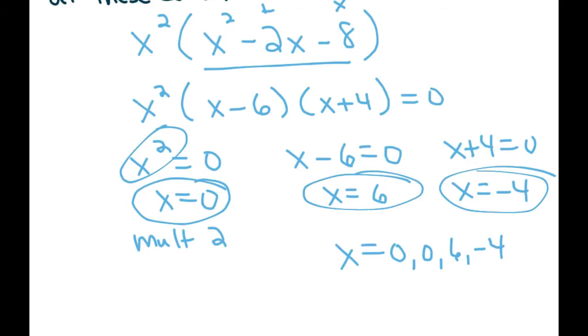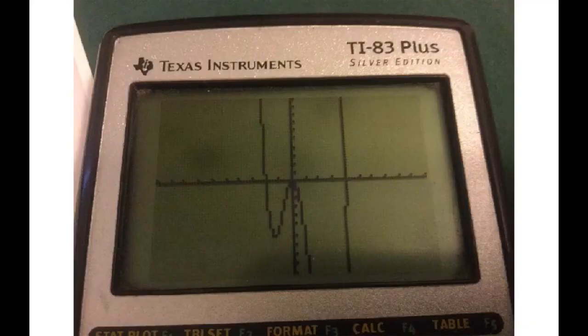Well, let's look at the graph instead. So let's say you didn't want to do it algebraically and you wanted to look at the graph. How would you determine this information from the graph? Here's the graph of x to the fourth minus 2x cubed minus 8x squared. So I see where it hits the graph. It hits at -2, it hits at 0, and it hits at 4. What I want you to notice is that the shape of the graph at 0 is a parabola.